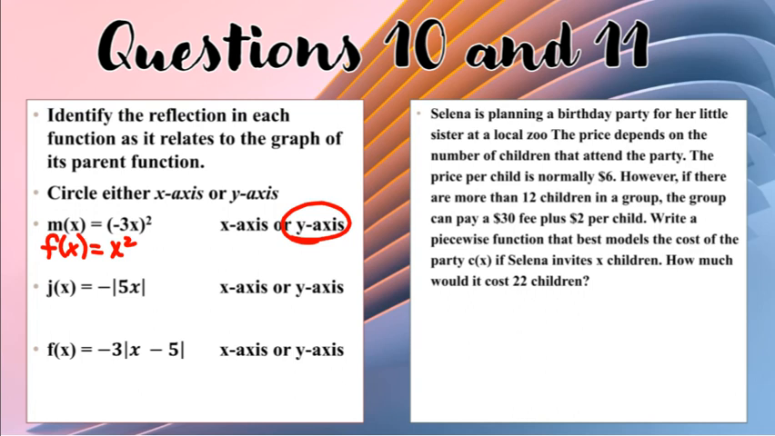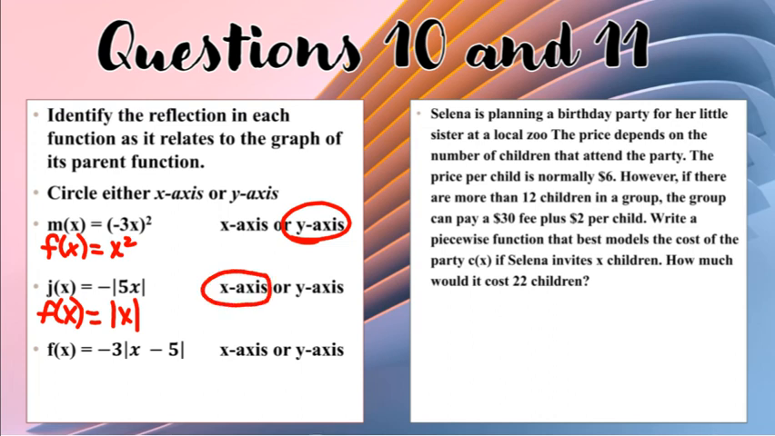J of x equals negative absolute value of 5x. So for this one, the parent function would be the absolute value of x. And we know with anything with absolute value, everything is positive. However, for this one, the negative is on the outside of the absolute value. Therefore, we're going to always have a negative y value coming in. In order to have a negative y value, it's going to be a reflection over the x-axis.